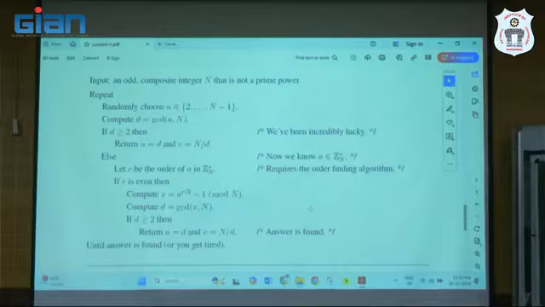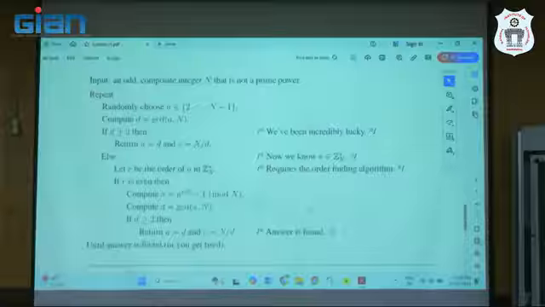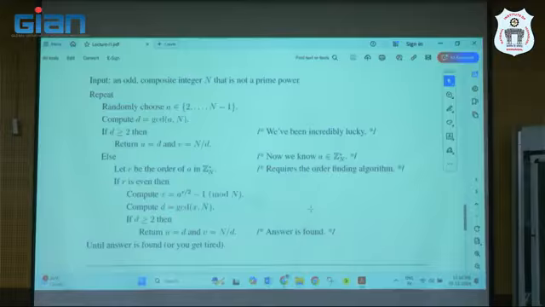Now, suppose that is not the case. That means A is co-prime to n. Okay, GCD we can find, we have this algorithm for that, Euclid's algorithm. Now because A is co-prime to N, A is in Z star N. Agreed? A is in Z star N. So now you find R, the order of A in Z star N, using the order finding algorithm. Agreed?